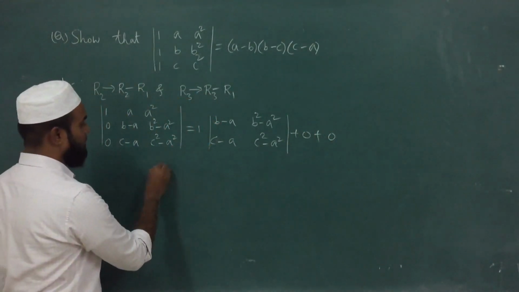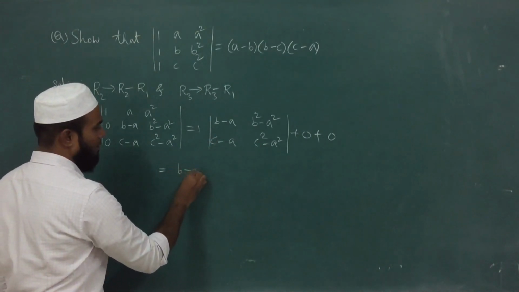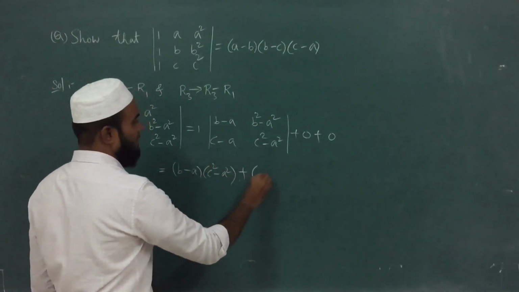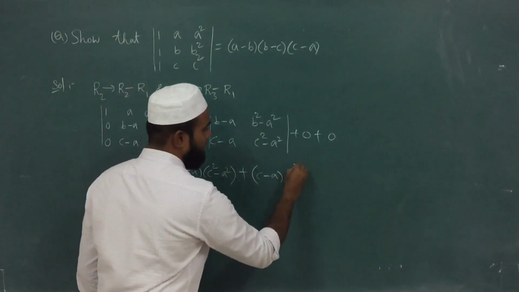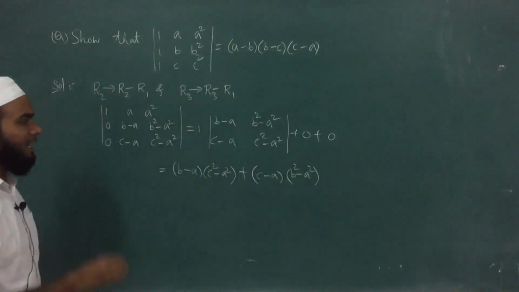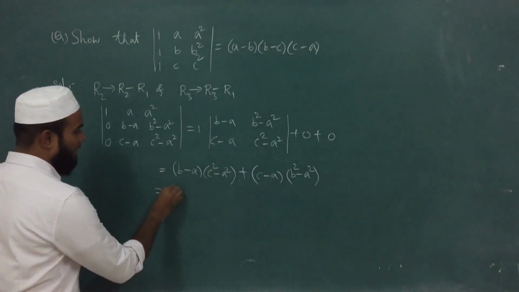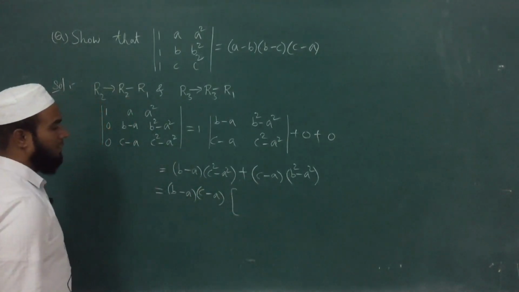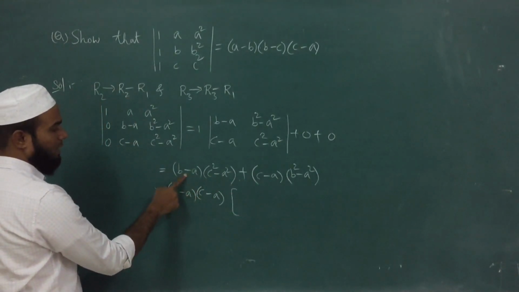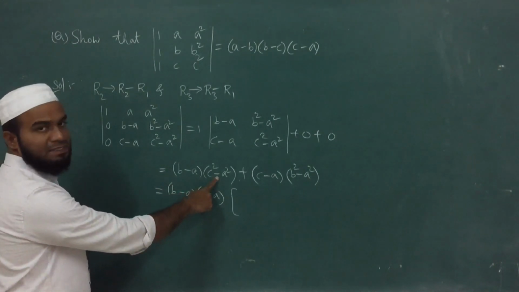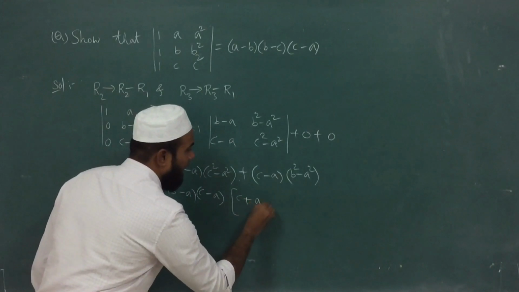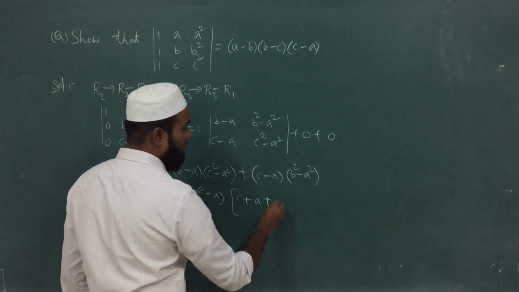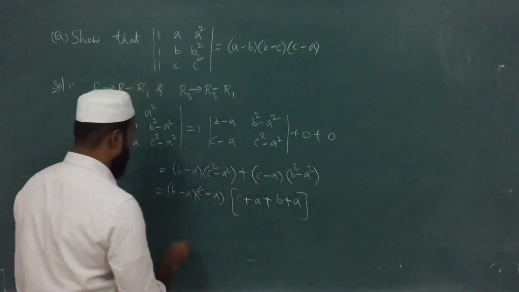Then simplify this determinant. We get (b minus a)(c² minus a²) plus (c minus a)(b² minus a²), right? That is the AD minus BC form I have done here. Then I will take (b minus a) and (c minus a) as common from these two elements. So b minus a is taken outside, from this I am taking c minus a, and what will remain here is c plus a. Then plus, here I am taking c minus a common and here b minus a, so what will remain is b plus a, right?